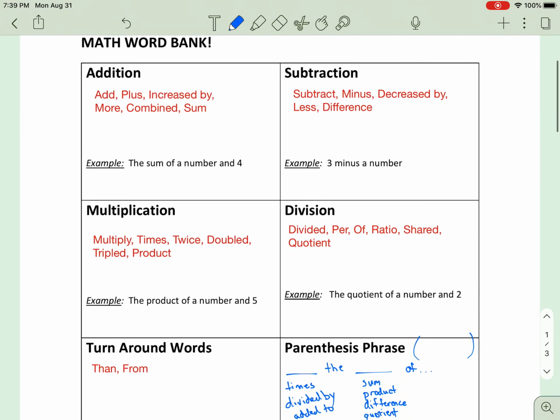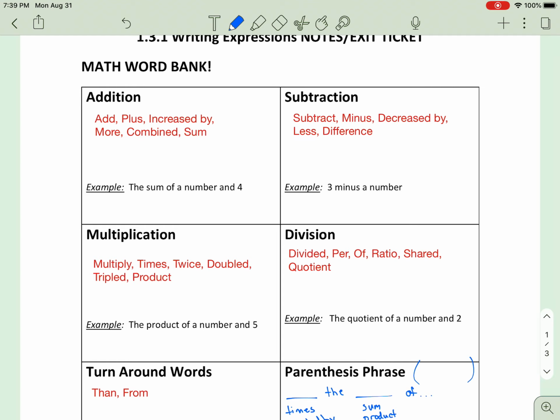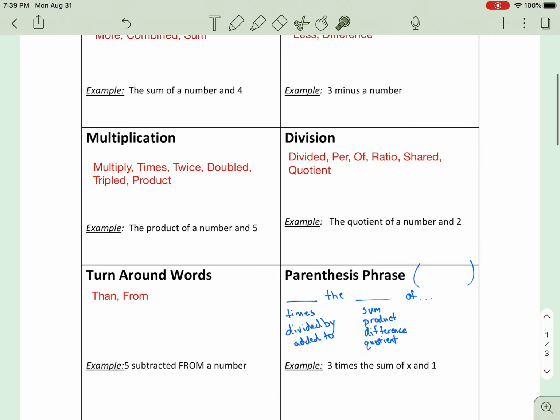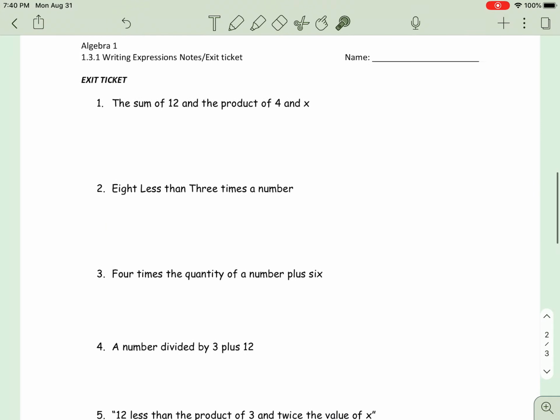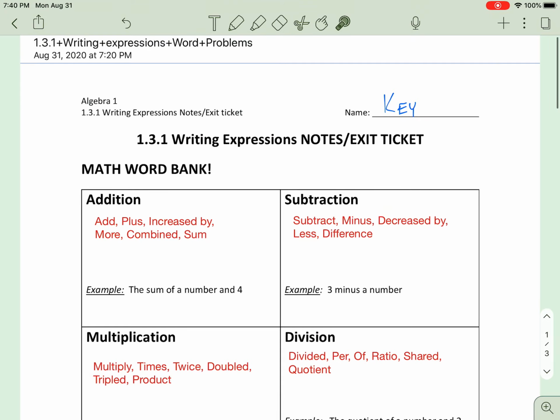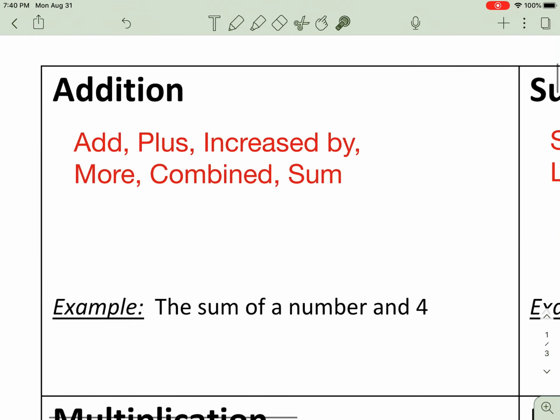As you can see in these boxes, we have addition, subtraction, multiplication, division, and then some turnaround words and parentheses phrases. We're going to use those before we get into the exit ticket. In the first box we have addition. Addition has a multitude of words, but these are probably the most common. You're likely to see the word add, plus, increased by, more, combined, or sum.